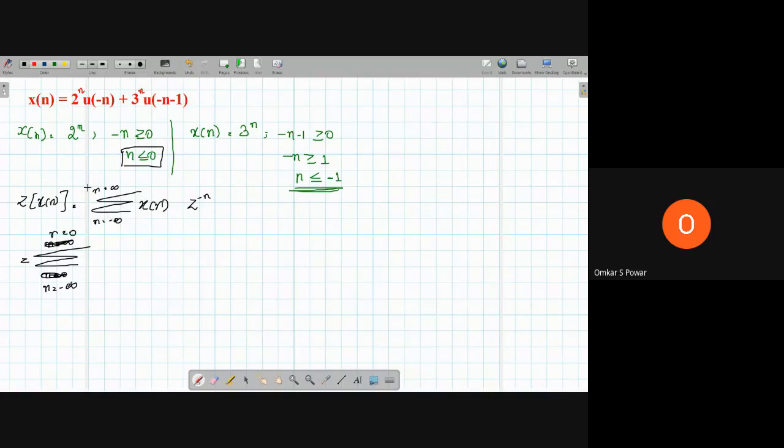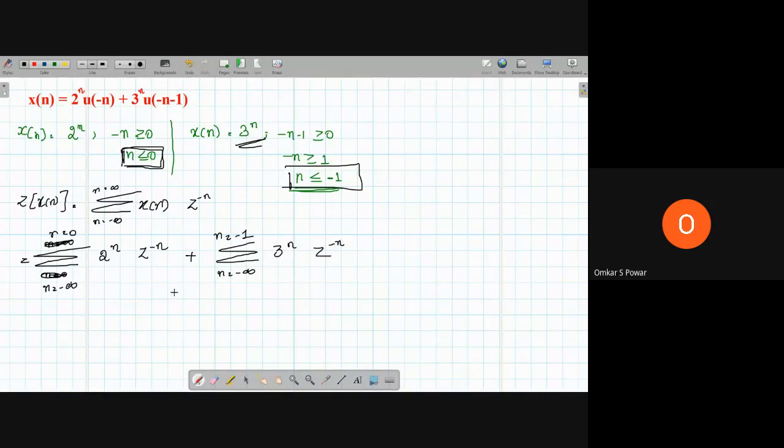So what is your x of n? x of n is 2 to the power of n into z to the power of minus n, plus summation n varies from minus infinity to minus 1. So if you write this mathematical expression, it is easy for us to solve. x of n is nothing but 3 power of n z to the power of minus n.